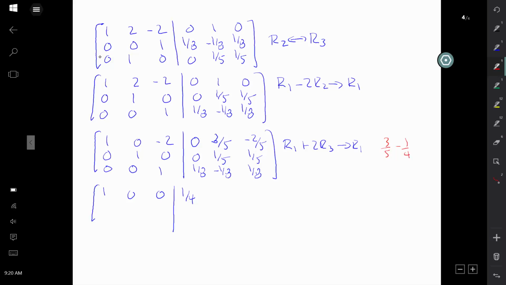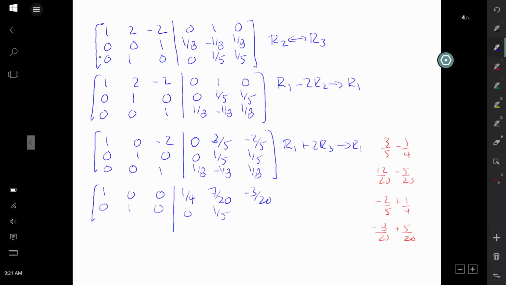Okay. Common denominator is going to be 20. 12 over 20 minus 5 over 20. Okay, so 7 over 20. Similarly, I've got to do minus 2 over 5 plus a quarter. So minus 8 over 20 plus 5 over 20, minus 3 over 20. 0.